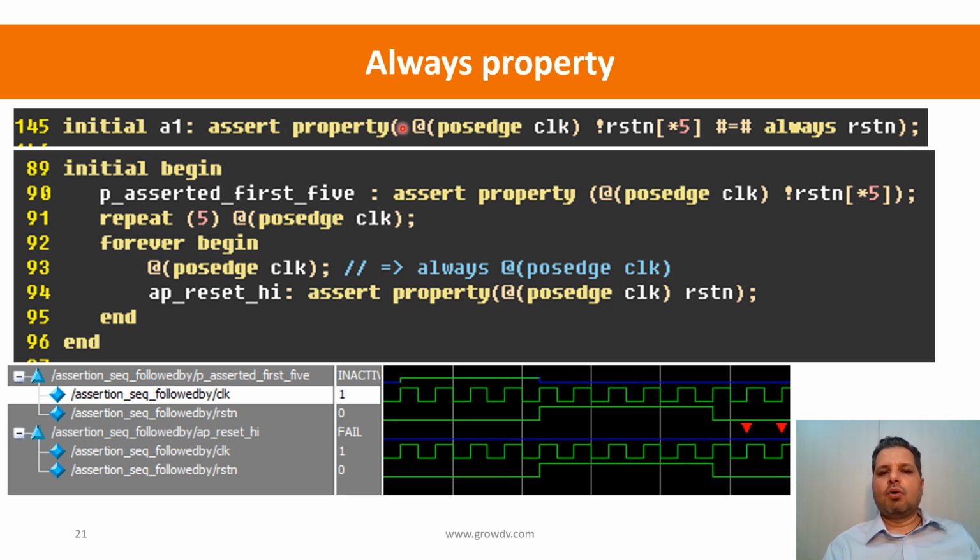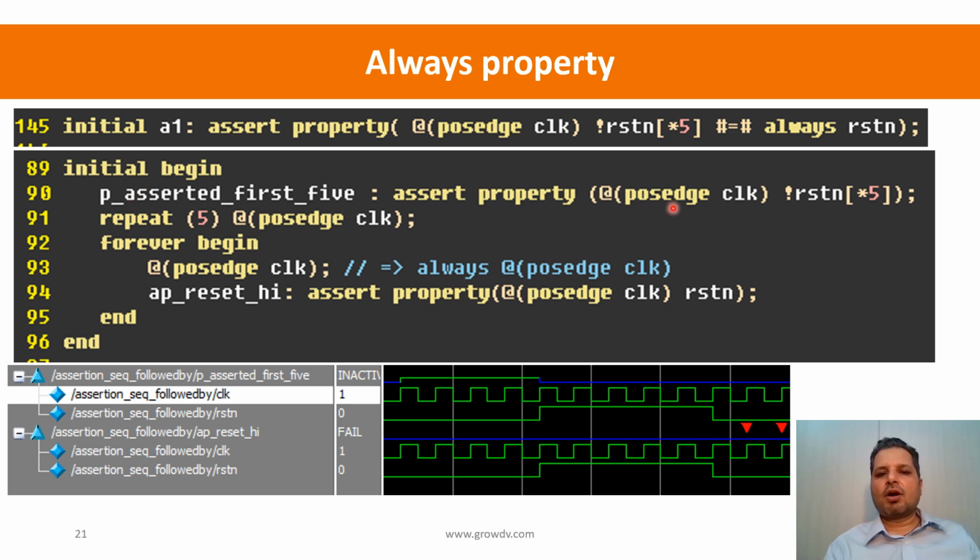Now this whole functionality I can represent with this equivalent code. I am just using the equivalent code to make it easy to understand these operators. So what I am doing over here is, first I am creating one assertion, since I can put concurrent assertions within the initial blocks as well. So I am putting one concurrent assertion which asserts that for the first 5 clock cycles the reset is asserted, right? That the reset is 0. This is done by this property p asserted first 5.